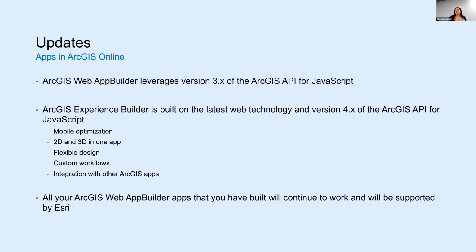So when it's time for you to review your applications that were built a year ago, 2 years ago, 3 years ago, we are seriously recommending that you update to the next generation, either Experience Builder or Instant App. There is no magic button that will do it automatically. So you will have to, with the same web map application, then build your application in Experience Builder.